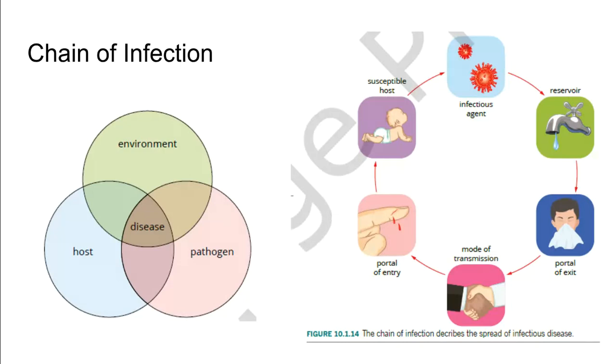whether it exits a body and then it must be transmitted to somebody else. So the example here is a handshake. It then must have a portal of entry into the body through a susceptible host. That infectious agent then creates and is in the reservoir.